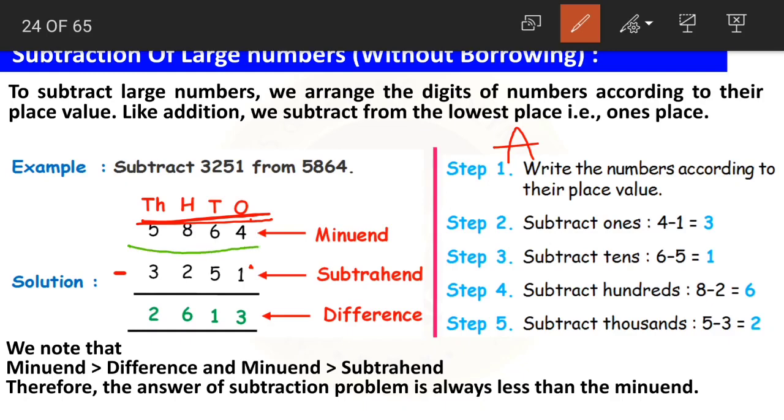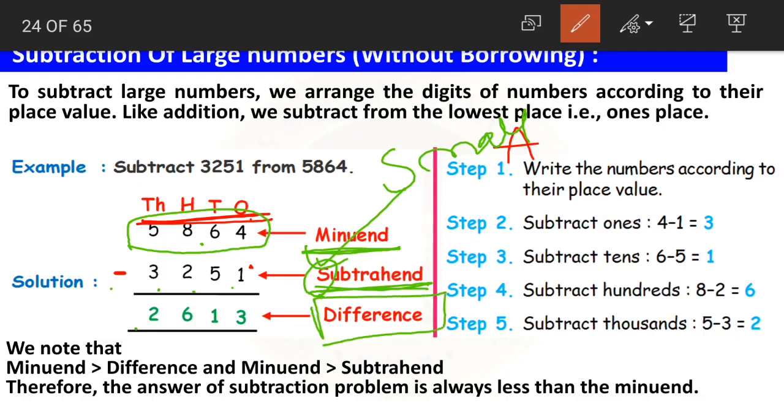Here 5,864 is the bigger number. It is called the minuend, and 3,251 is the smaller number. It is called the subtrahend. S for small and S for subtrahend. You can remember it like this. And what is the result of subtraction called? It is called our difference.